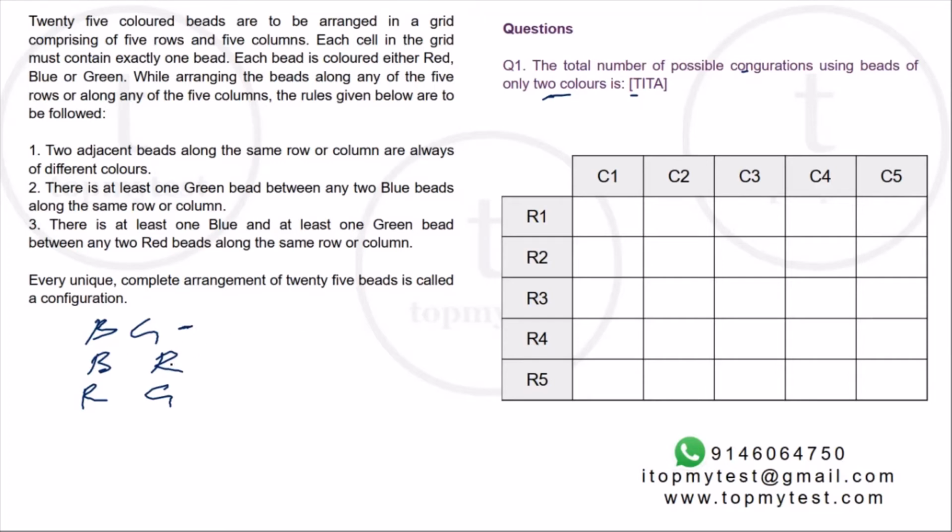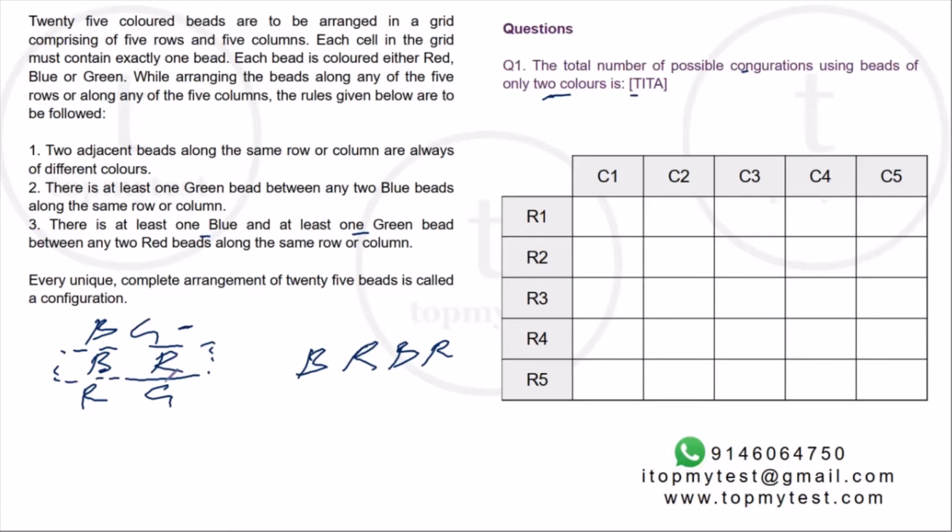Okay, what about blue and red? Right, can I fill the grid only using blue and red? Now the data says that at least one blue and one green has to be there between two red beads, right? So suppose you put a blue here, then you put a red here, right? The next one has to be a blue because two reds cannot be the case, right? But the next one cannot be blue again. It also cannot be red because it violates this condition that between two red beads there has to be at least one blue and one green, right? So there is no way I can fill the grid using only blue and red, right?